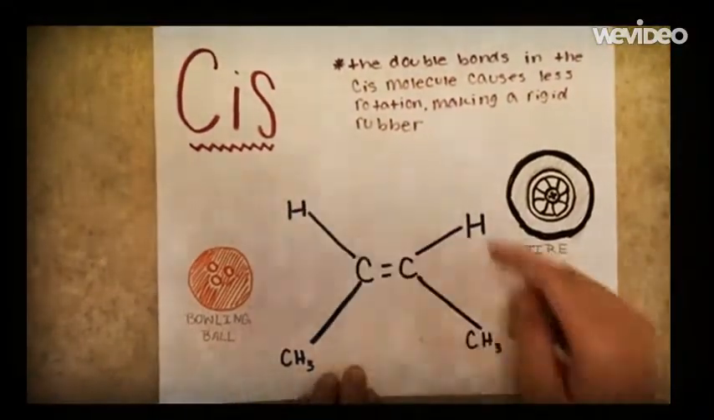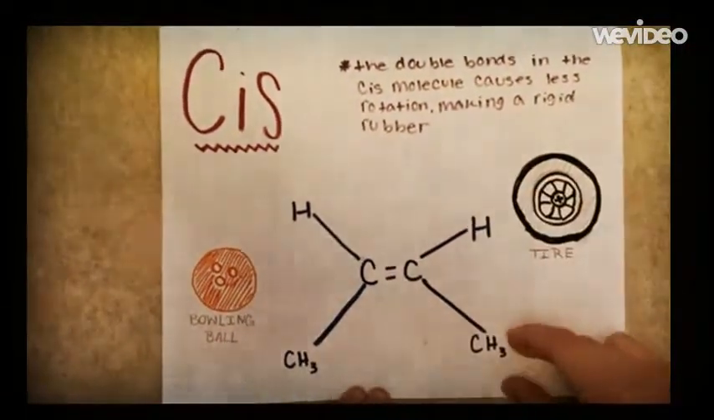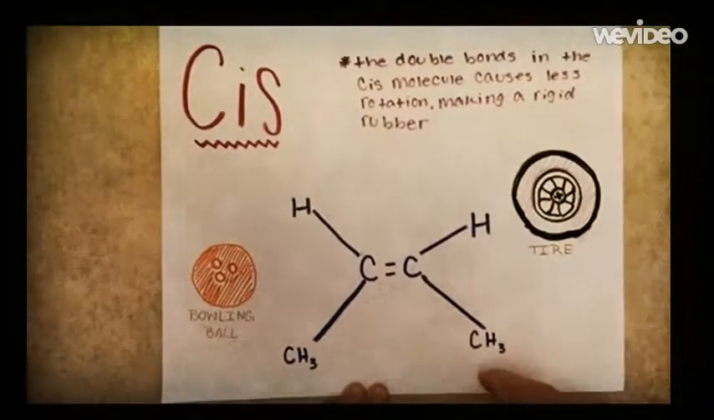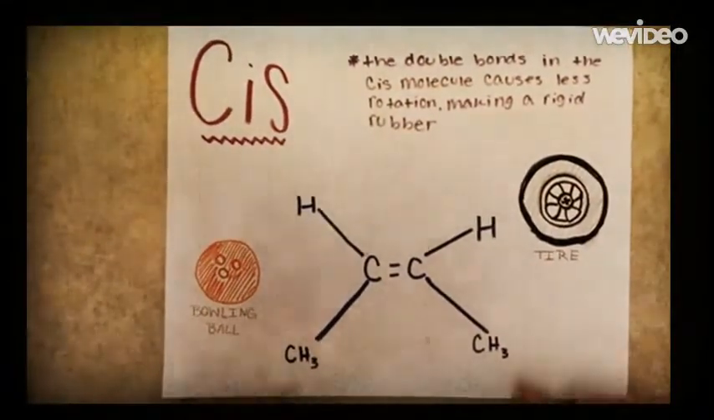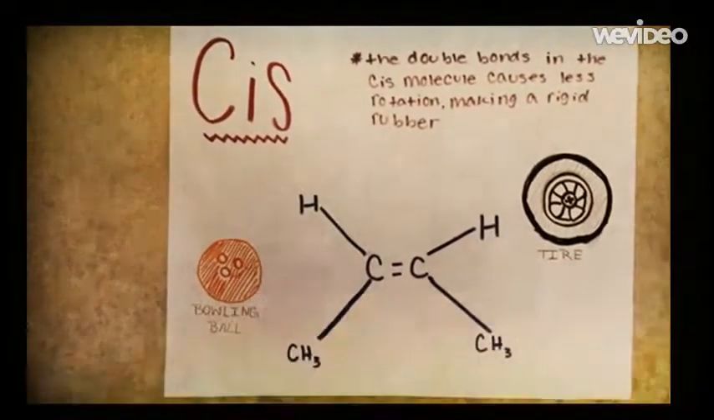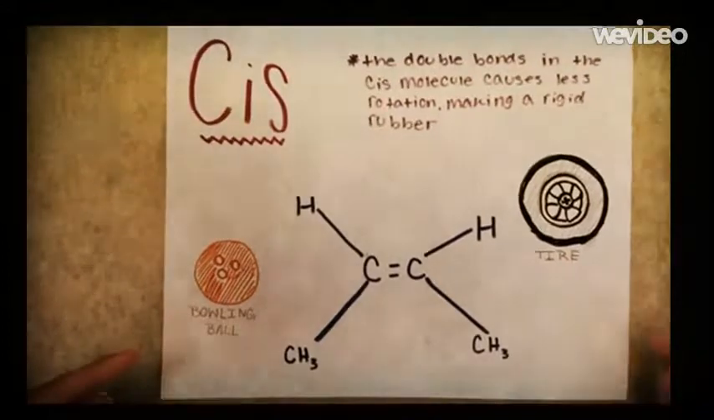So cis is known by having the H's and the CH3s on the same side, making it symmetrical. The double bonds in the cis molecule cause less rotation, making this a more rigid molecule, which is what we use to make tires or bowling balls.